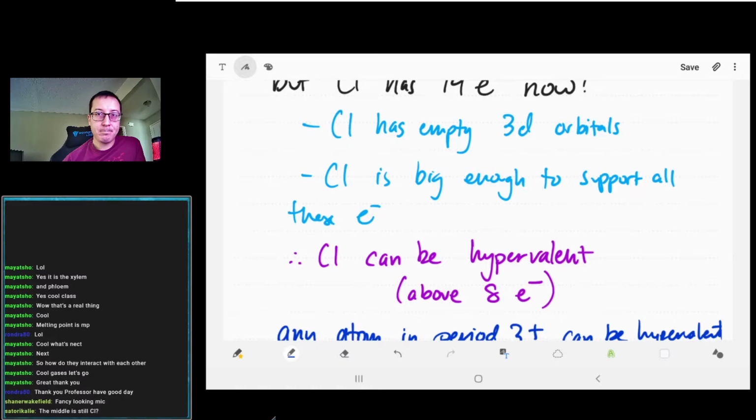Okay? Cool. So sometimes you will get hypervalent structures. They're not that uncommon. A lot of the polyatomic ions will be hypervalent, and some are not. But most of them are, especially if they're in period 3 or more.